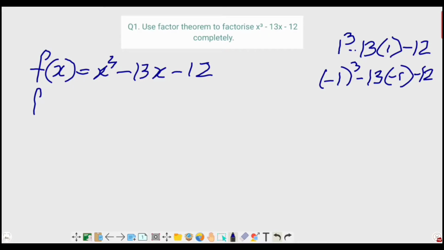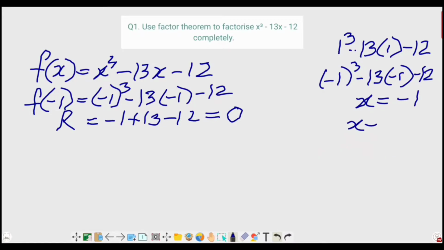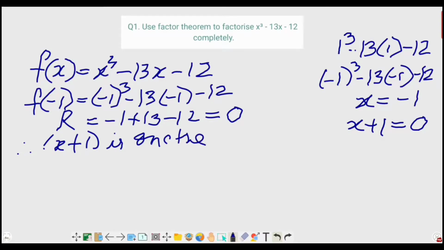So first I will find out f of minus 1. Wherever x is there, I will substitute it as minus 1. So see, what it is: minus 1, this has become plus 13, this is minus 12. It will give 0. So x equal to minus 1 has given me the remainder 0. When I transfer this side, one of my factors is x plus 1. So therefore, x plus 1 is one of the factors.